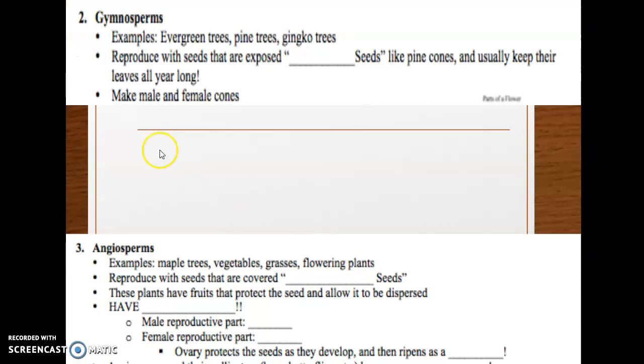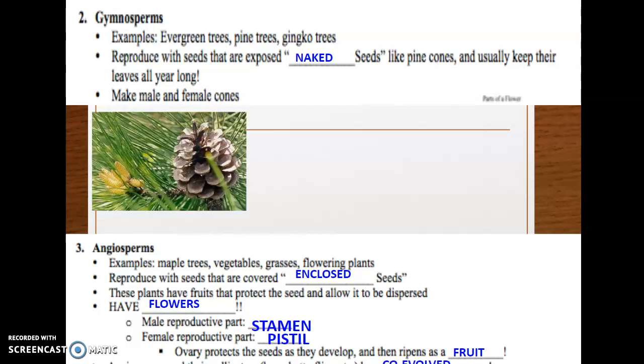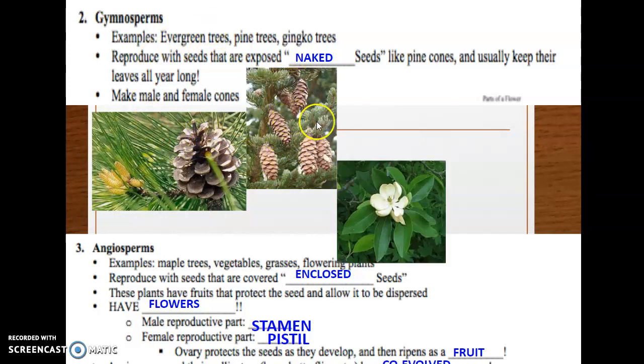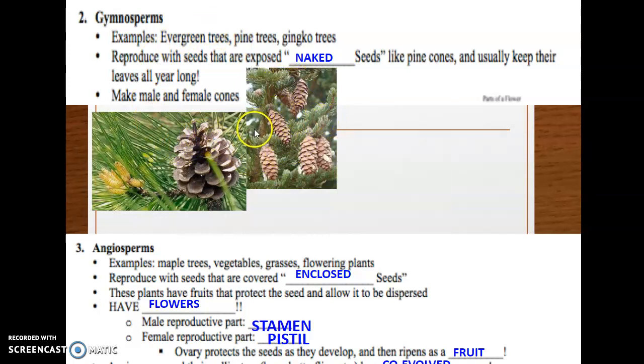The next type of plants that we're going to take a look at is called gymnosperms, and you've seen these before: evergreen trees, pine trees, and ginkgo trees. These types of plants reproduce with seeds that are exposed. If the seed is exposed, it's called a naked seed. And you've seen these before. It's just your pine cones, and these plants usually keep their leaves all year long.